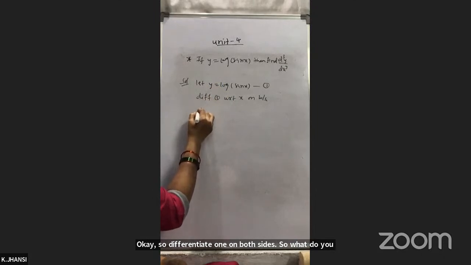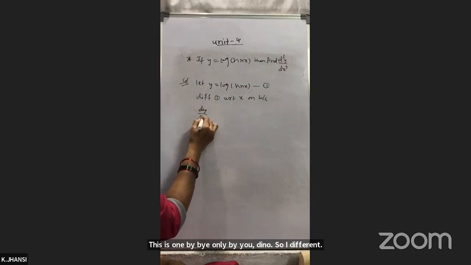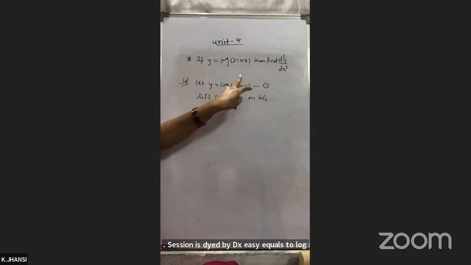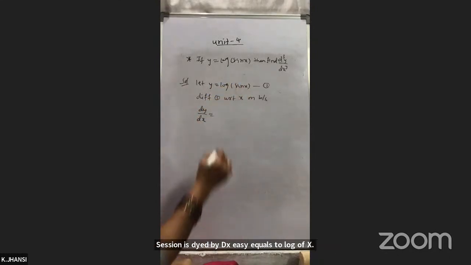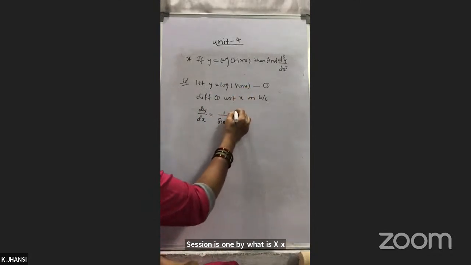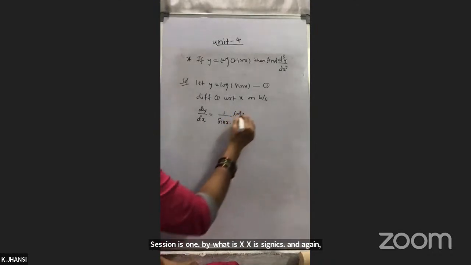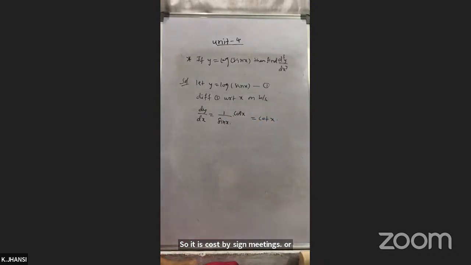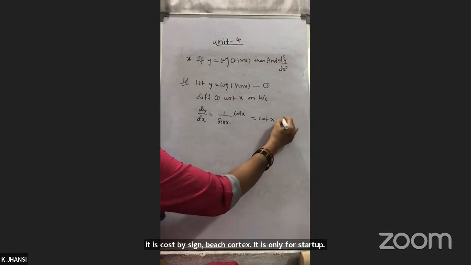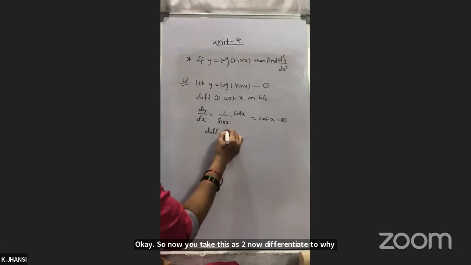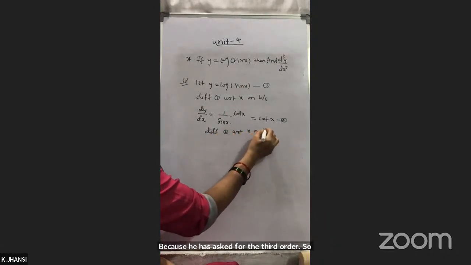So y differentiation is dy by dx, which equals the differentiation of log of sin x. Here in place of x we have sin x, but log x differentiation is 1 by x, so 1 by sin x, and again sin x differentiation is cos x. So it is cos by sin, which means cot x. It is only the first order. Now take this as 2. Now differentiate 2 with respect to x on both sides, because he has asked the third order.